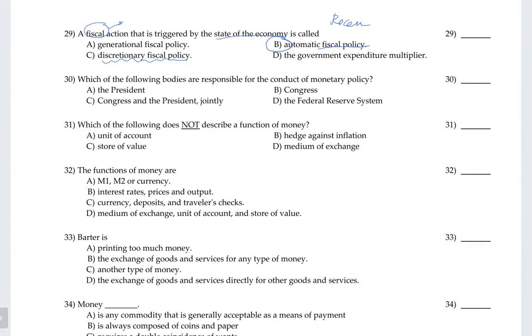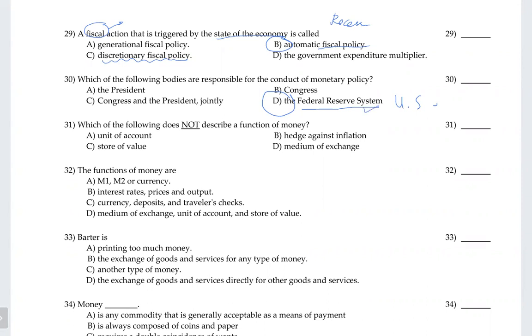So now move to the next one, 30. Which of the following bodies are responsible for the conduct of monetary policy? Okay, that's pretty simple. Federal Reserve Bank, okay? Or in other words, central bank. So this is for the US, right? So remember, for Great Britain, it's called Bank of England. And Japan is called Bank of Japan. And in Europe, they have a supranational central bank, it's called ECB. Okay, but if you remember this, that's good enough.